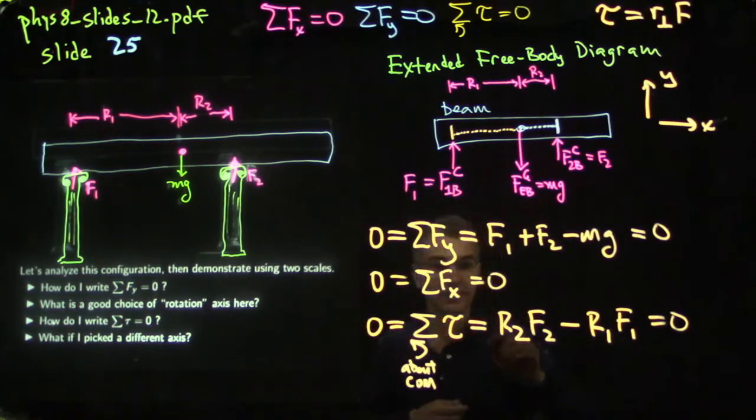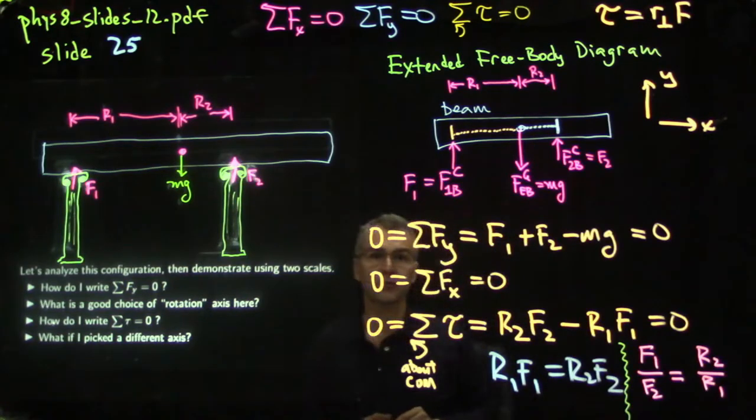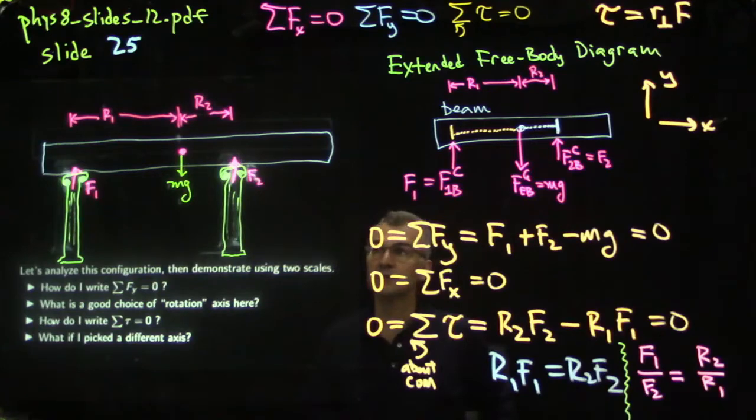This last line immediately tells us that R1 F1 equals R2 F2, or equivalently that F1 over F2 equals R2 over R1. And you might remember on the first day of class we found that the two forces had to add up to the weight of the beam we were supporting, and that the ratio of the two forces was the reciprocal of the ratio of the two distances from the center of mass. And now torque lets us explain that observation from the first day of class.